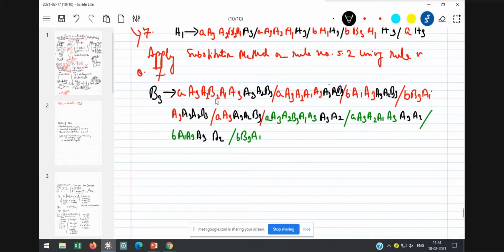A3, A2. I guess one part is being missed. 1, 2, 3, 4, 5. 1, 2, 3, 4. One is being left out. A, A3, A2, B2. This is here. A, A3, A2, A1, A3 here. B, A1, A3 is here. Okay, this one is left out.